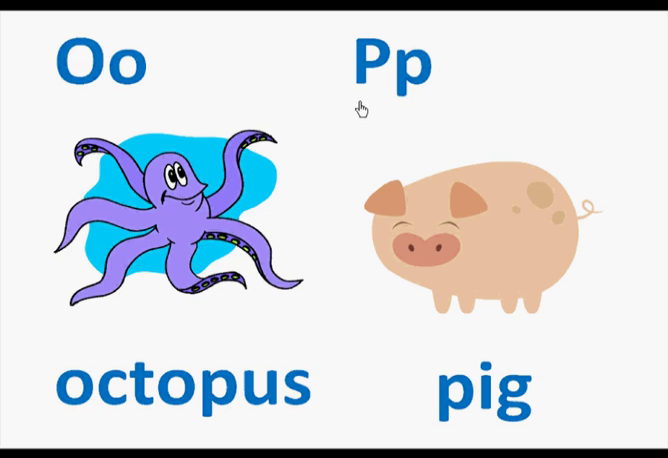Here we have a capital P, a small p, a picture of a pig, the word pig. The letter P makes the sound P. So we'll read this page. P, pig, P.